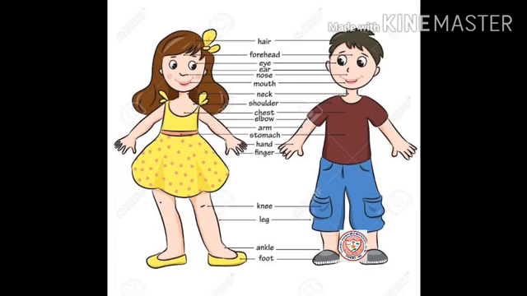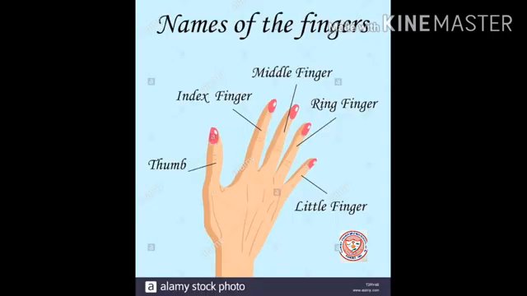Names of the fingers. Yes, we all have some names. Like we have a good name, we have different nicknames at our house. So in the same way we have some names of fingers. See, the first finger is known as thumb, then index finger, middle finger, ring finger and little finger. So let's read once more. Thumb, index finger, middle finger, ring finger and little finger. Mostly on the ring finger we wear a ring.